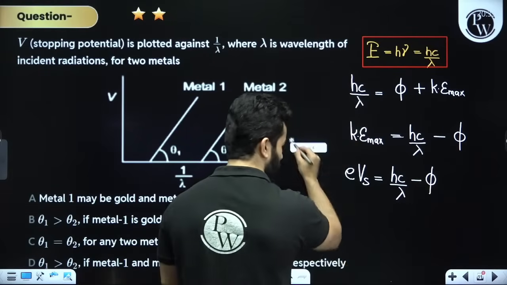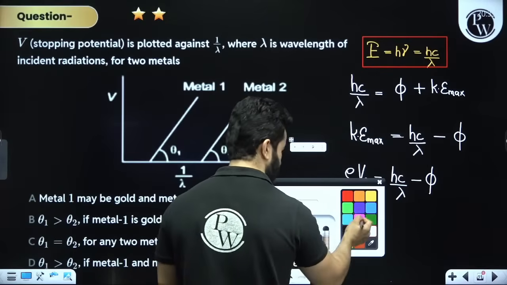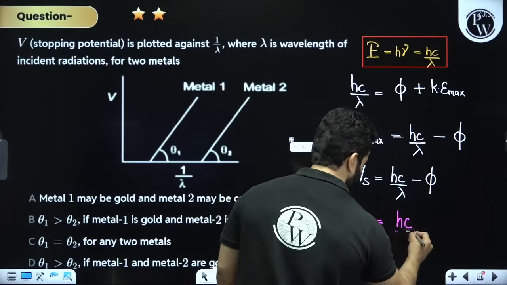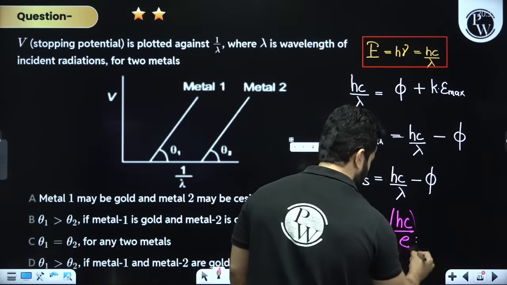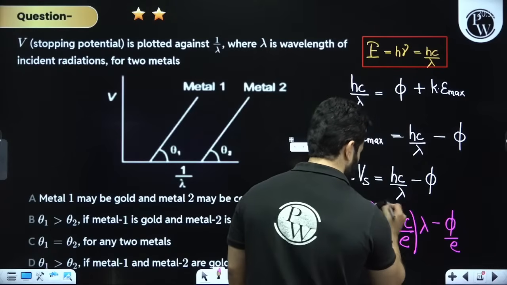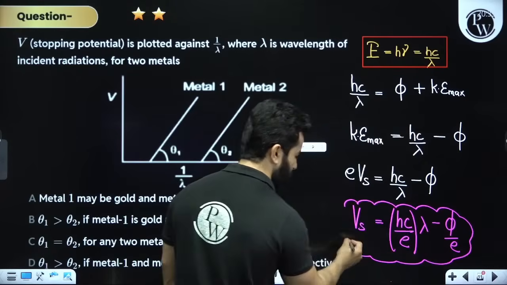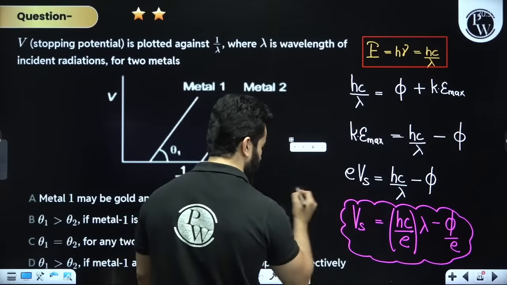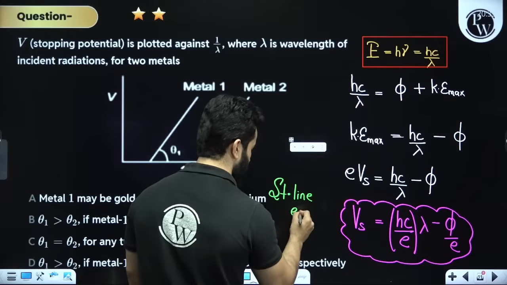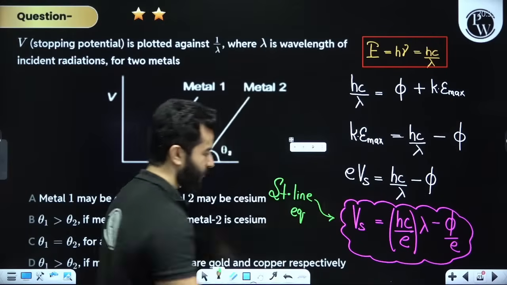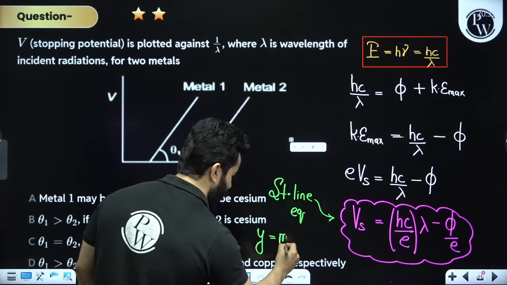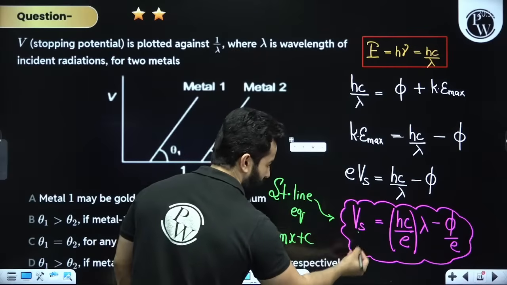And if you allow me, I am going to rewrite this equation. Everyone please see, Vs, the stopping potential, is equal to hc divided by e times lambda, minus phi divided by e. This is the equation that we are looking for. This is an equation of a straight line, y equals mx plus c.